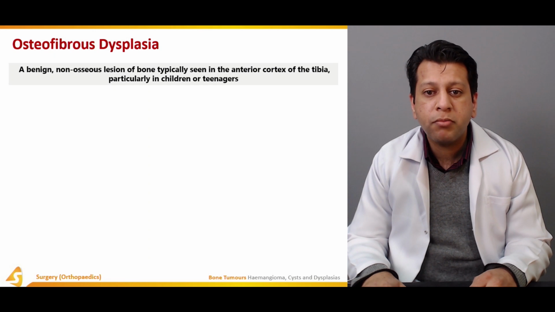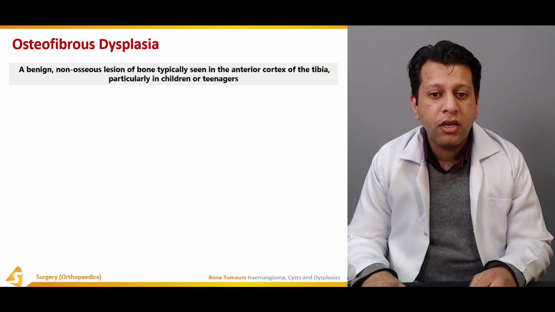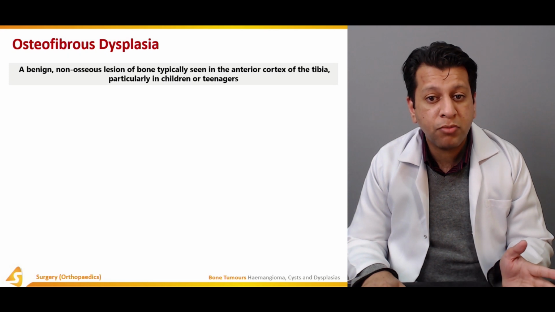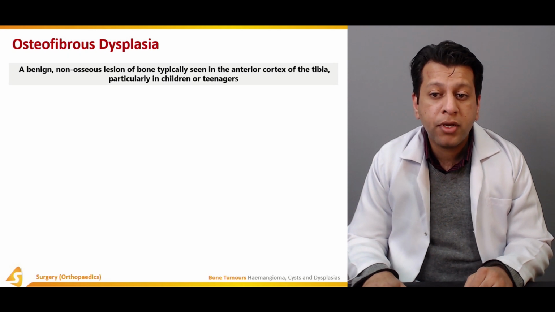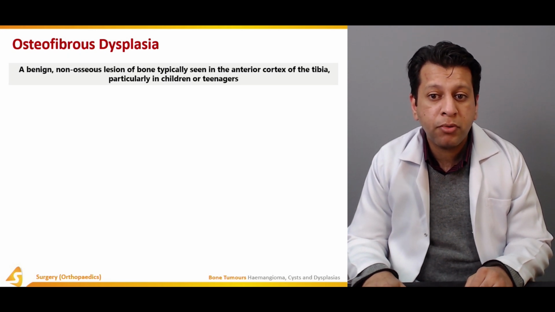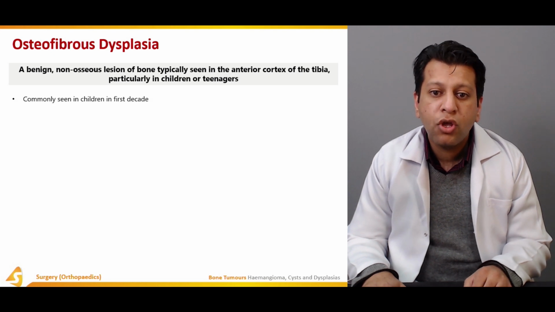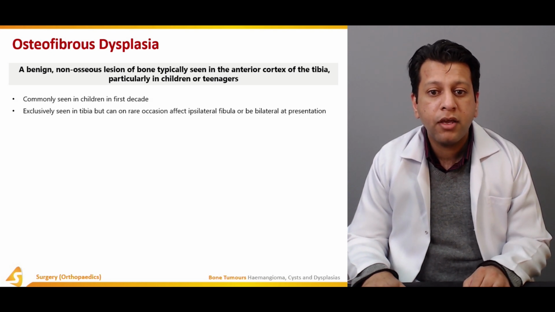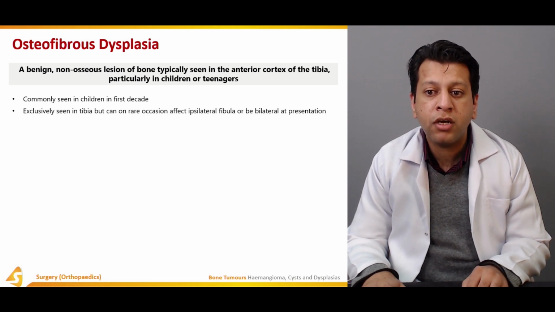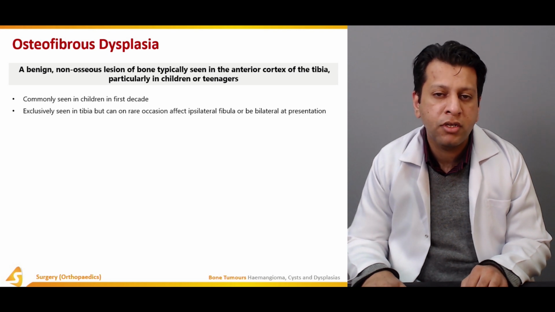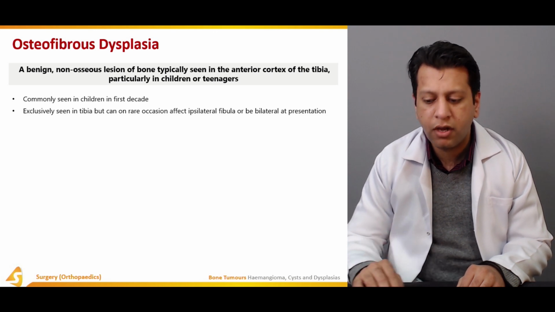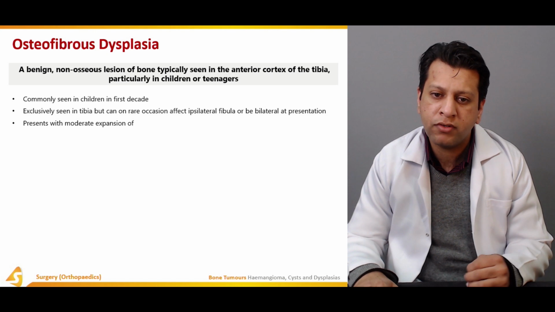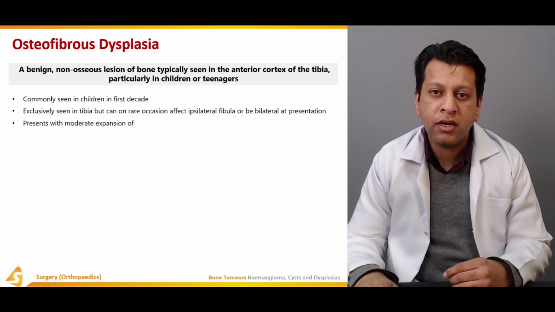Now coming to osteofibrous dysplasia, again it's a benign lesion. It's a non-osseous lesion, although it's a misnomer, it's not exactly an osseous lesion. It's typically seen in the anterior cortex of the tibia, particularly in children. Commonly seen in the first decade, exclusively seen in the tibia, but can on rare occasion affect the ipsilateral fibula, or present bilaterally. But it's highly unlikely to have osteofibrous dysplasia outside the tibia, and usually it's metaphysis to diaphysis, mainly in the diaphyseal region and anteriorly.